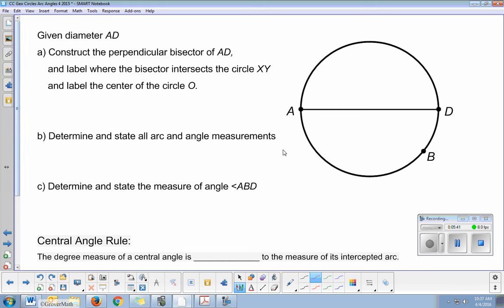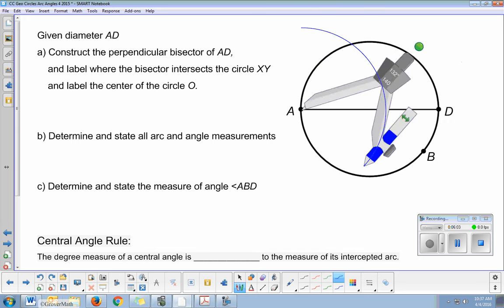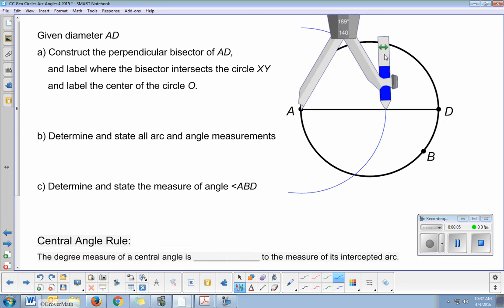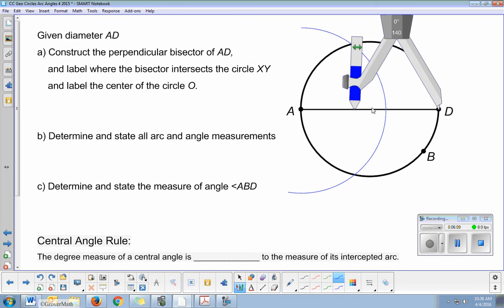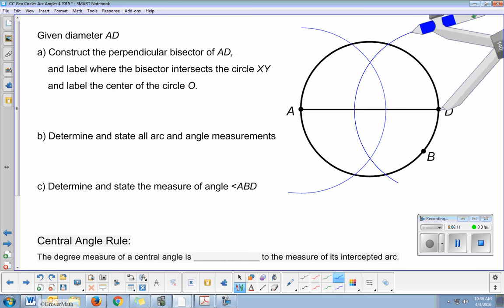Okay, here we have a circle with a diameter AD, and we want to construct the perpendicular bisector of AD. So let's get our compass out. And you're not going to do a lot of constructions in these next two chapters. This is really just to get a point across. For the perpendicular bisector, we extend beyond halfway and draw a complete half circle arc, and do the same thing from the other end. And if you need to pause the video and catch up, please do.